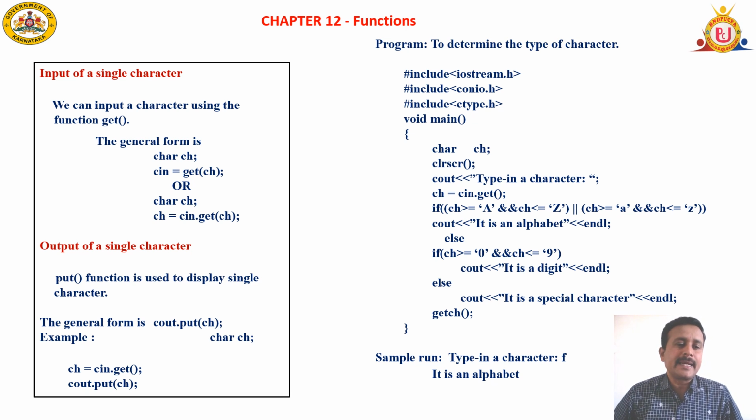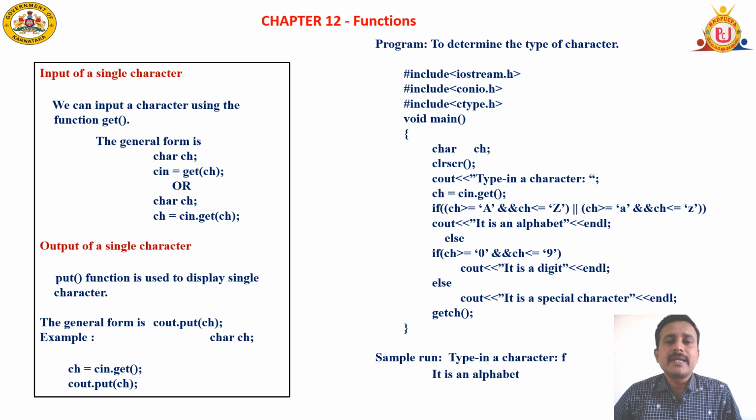To output a single character, put function is used. ch = cin.get() is used to accept a single character. cout.put(ch): whatever is there in the ch variable is going to be printed on the screen. This is how you input and output a single character. Dear students, you can expect a question on how to input and output a single character. So that may be the question, and this is the answer with an example.